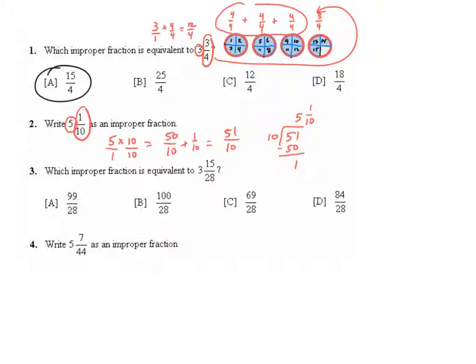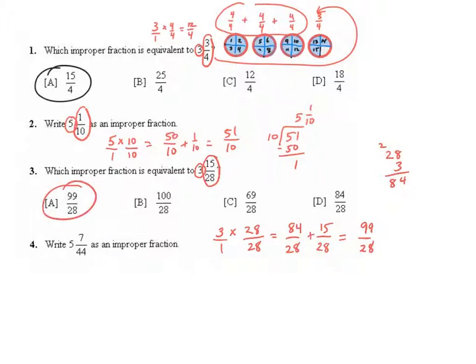Question 3 is 3 15/28. So in each one of these 3 wholes, I have 28/28. So I need to do 28 times 3, which is 84. 84/28 just in the 3 wholes, plus the 15/28 that's in the fraction, which gives me 99/28, which is A.